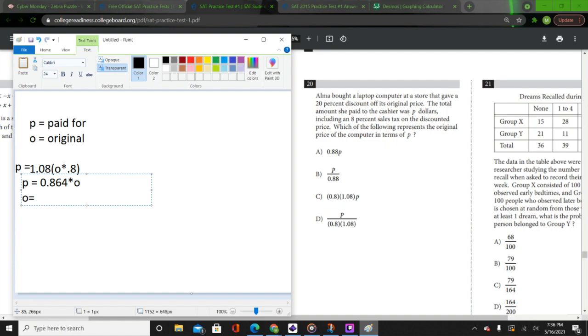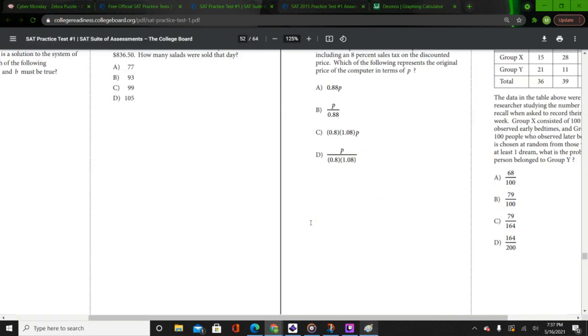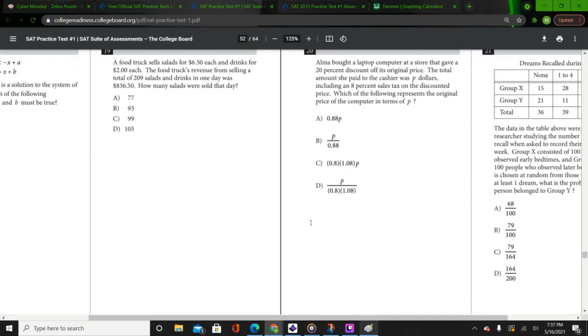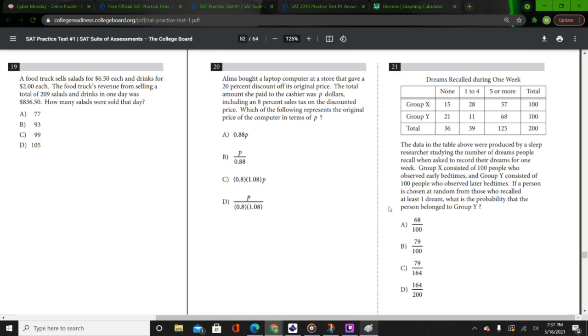But yeah, because you divide by 1.08 and you divide by 0.8, and that'll get you choice D. So choice D is correct. Here, I'm going to just clear everything I put out. And yeah, let's move on from 20. A lot of wasted space. I'm disappointed. 21. Dreams recalled during 1 week.